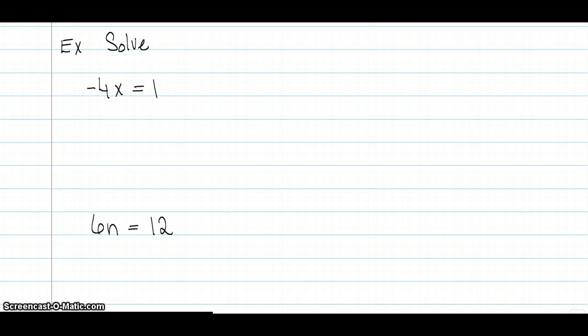So let's take a look at an example. I have negative 4x equals 1. That negative 4 is attached to x by multiplication. So to undo it, I'm going to divide both sides by negative 4. So I have x is equal to negative 1/4. Now let's go and check the answer. So everywhere I have x, I'm going to plug in negative 1/4.